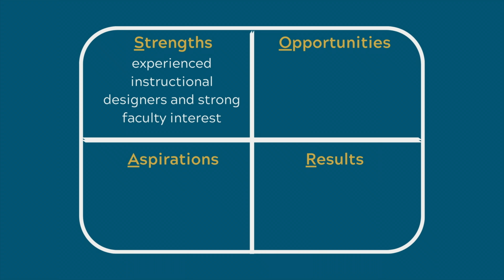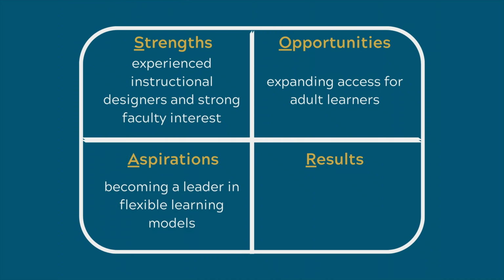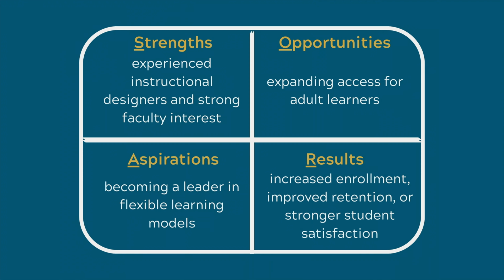For example, if a campus is exploring a new online learning initiative, strengths might include experienced instructional designers and strong faculty interest. Opportunities might include expanding access for adult learners. Aspirations might include becoming a leader in flexible learning models. And results might include increased enrollment, improved retention, or stronger student satisfaction.